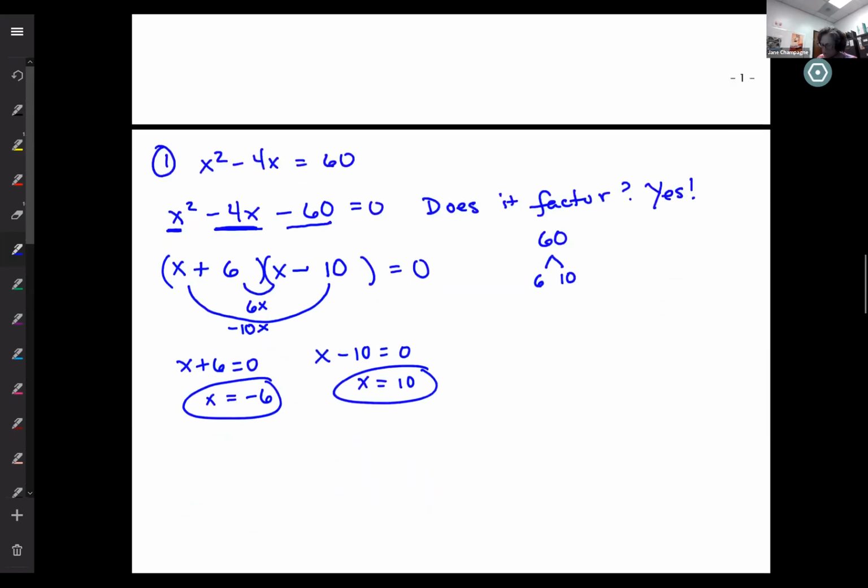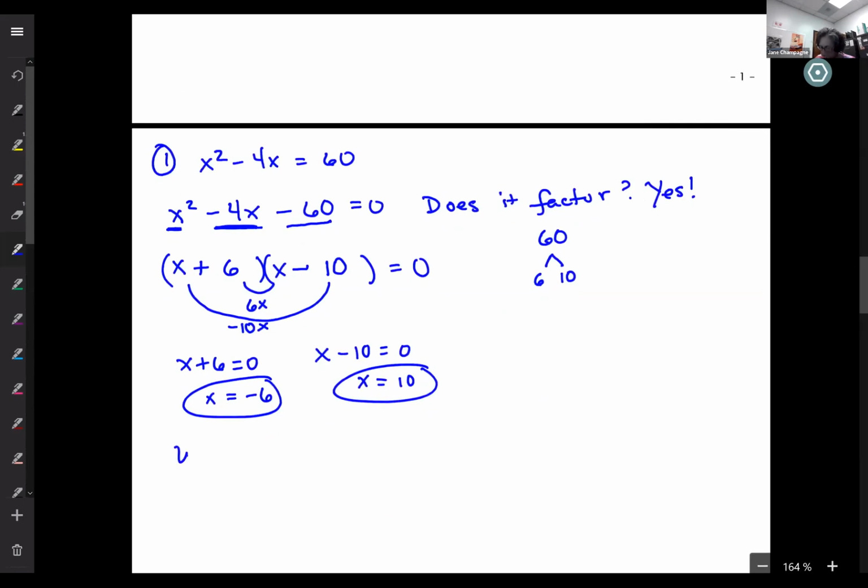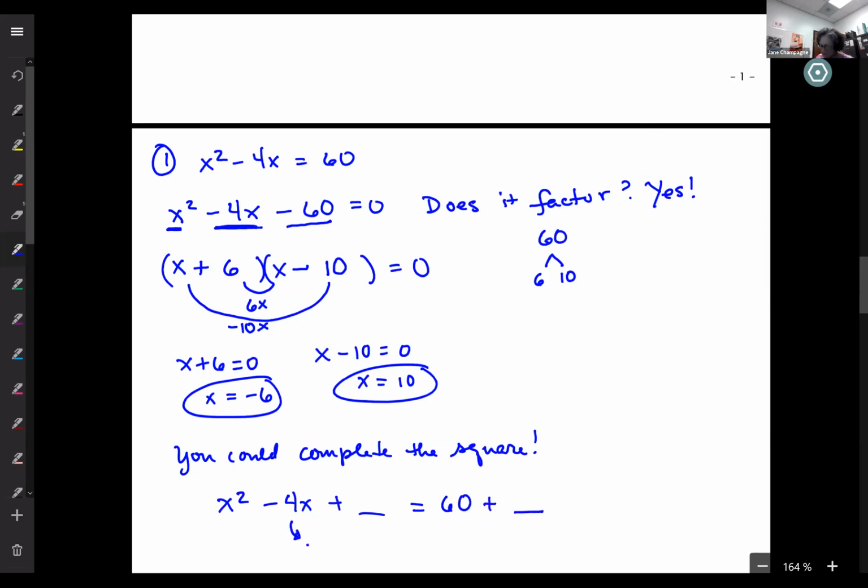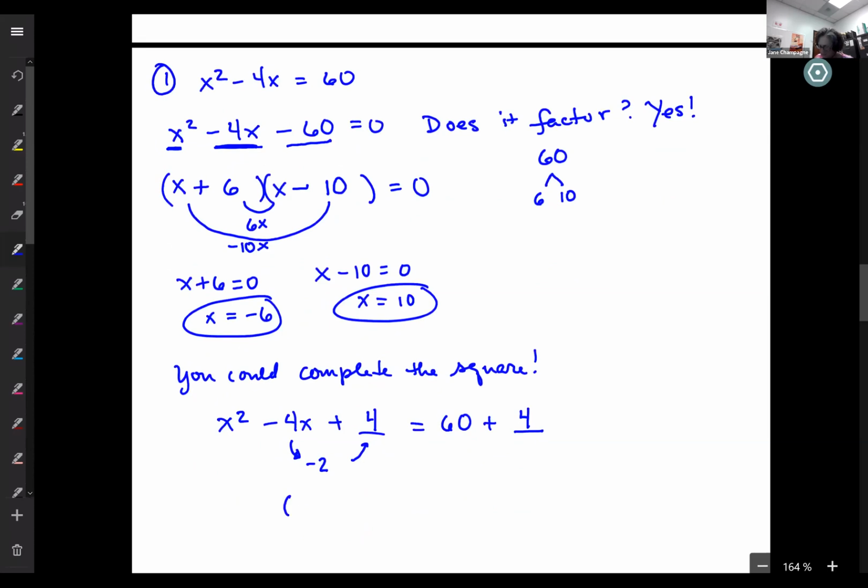Now, this one would work well for completing the square, too. You could say, all right, well, I've already got that constant on the other side. Let me just put in a plus blank and a plus blank. Half of negative 4 is negative 2. Squared is positive 4, so I can add positive 4 to both sides. And then this trinomial factors: x minus 2 times itself equals 64.